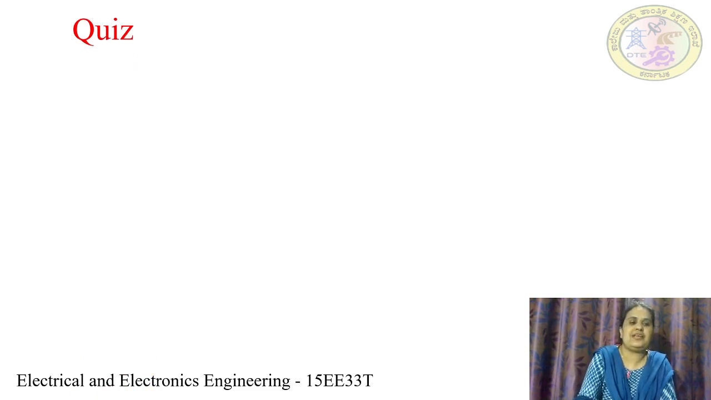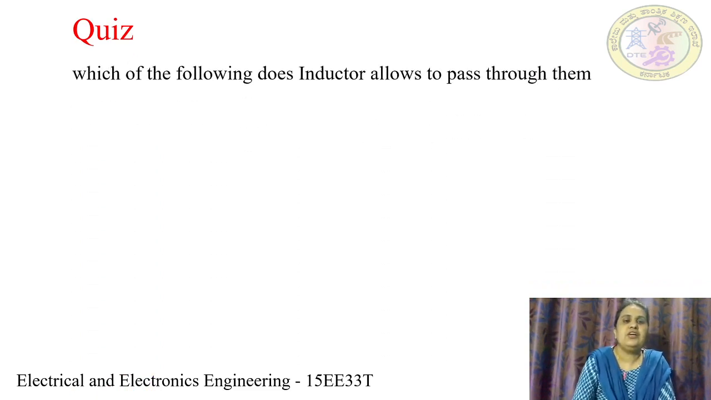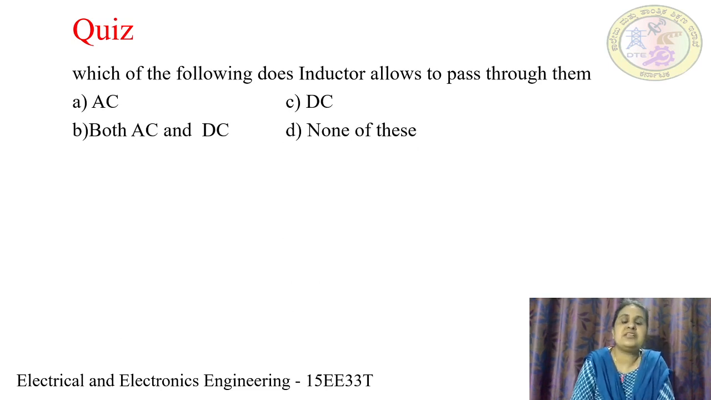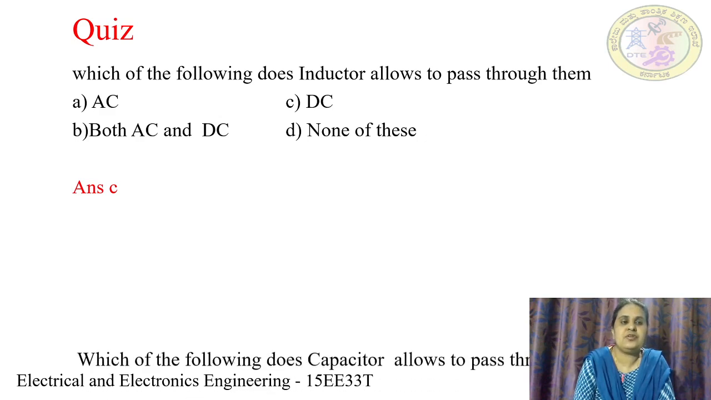Let's quickly go to the next question. Which of the following does an inductor allow to pass through it? So we have four options. Inductance L, what does it do? It allows DC, blocks AC. So we have our option C as the answer. It allows the DC.